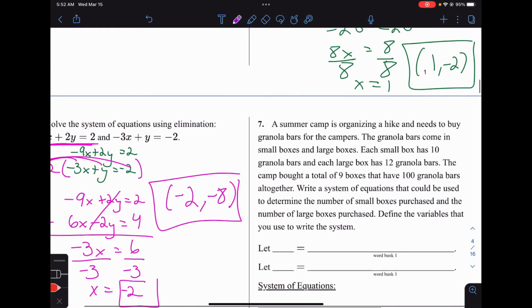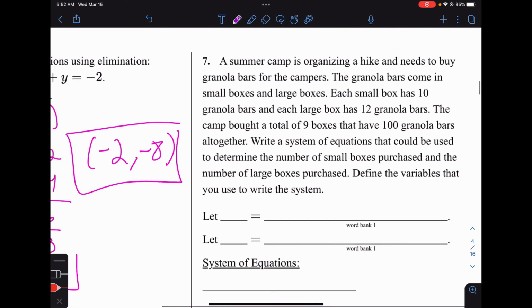All right. So now, another super common thing they'll ask you to do on the SAT is come up with an actual system of equations that represents a scenario. Okay? So, for number 7, it says, a summer camp is organizing a hike and needs to buy granola bars for the campers. The granola bars come in small boxes and large boxes. Each small box has 10 granola bars and each large box has 12 granola bars. The camp bought a total of 9 boxes that have 100 granola bars altogether.